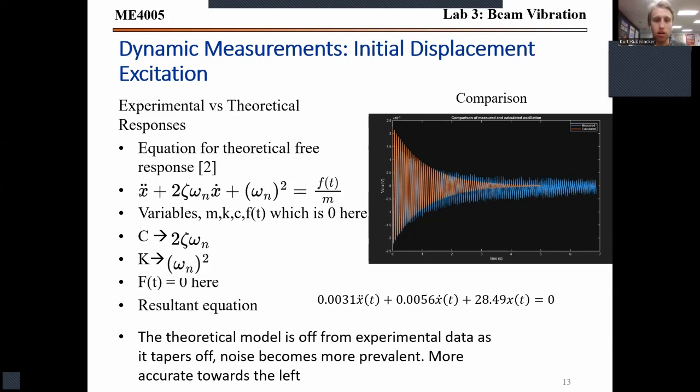Our variables here are M, K, C, and F of t. F of t is 0, C becomes 2 zeta Wn, and K becomes Wn squared. The results show from this plot, as you see the equation below, those are the constants that were calculated to make that plot happen. The theoretical model is a bit off, but that's mostly due to the noise that, as the signal gets so small, you cannot filter out, or it's really hard to.